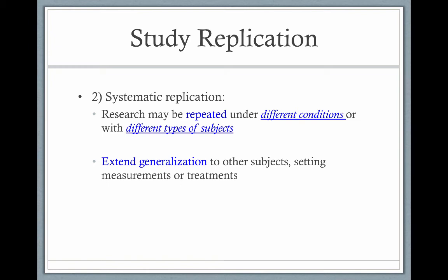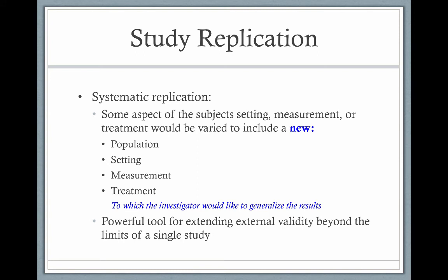With systematic replication, the research might be repeated under different conditions or with different subjects. And again, like I said, it helps extend generalizations to other subjects, settings, measurements, and treatments. So we could do it on new populations, new settings, new treatments, for whatever the investigator wants to generalize the results. So this lets a researcher extend their validity beyond the limits of a single study.